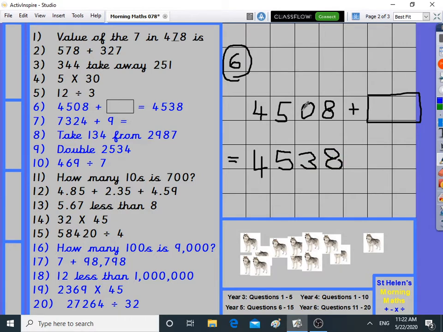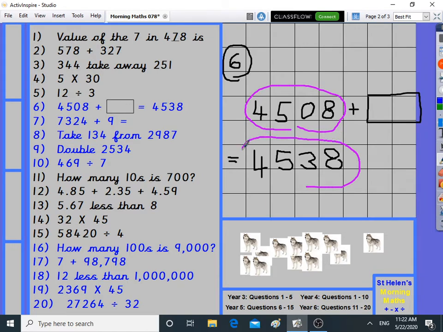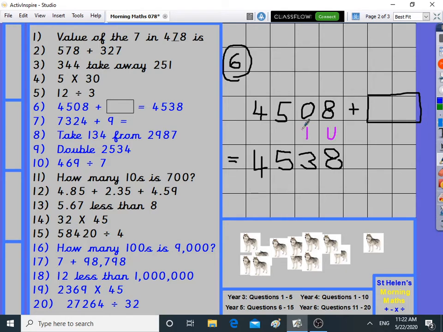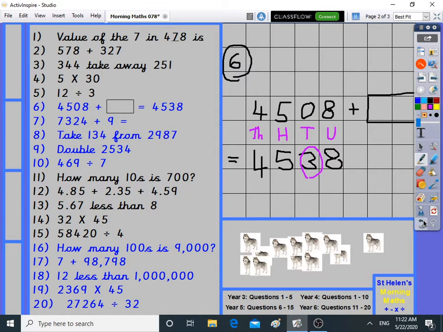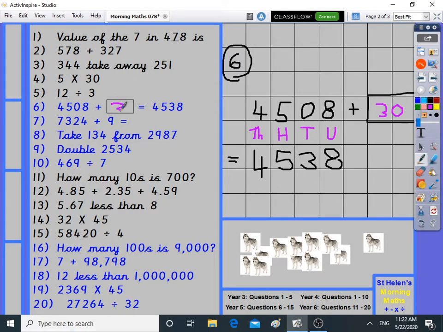4,538. Can you see the difference between those two numbers? There's not much difference, is there? The units column's the same. The tens column's different. Hundreds column's the same. Thousands column is the same. So the only thing that's actually different is the tens column. There's 3 tens here, which we didn't have in the original number. 3 tens is 30. So 30 is the missing number, isn't it? 30 would go in this box because 4,508 plus 30 is 4,538. And we're on question 7.